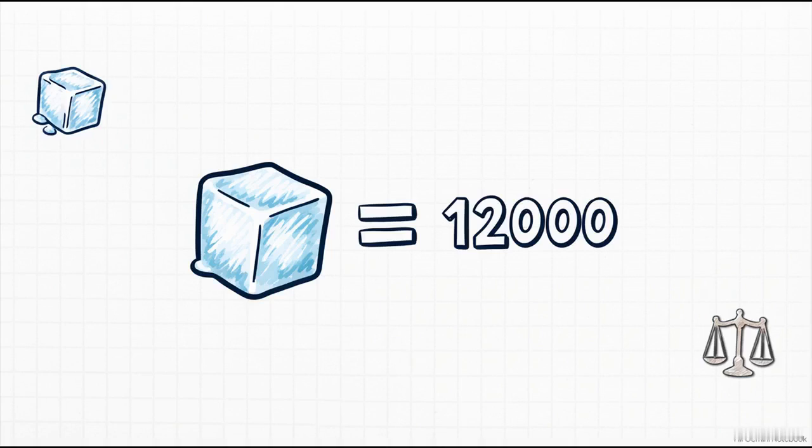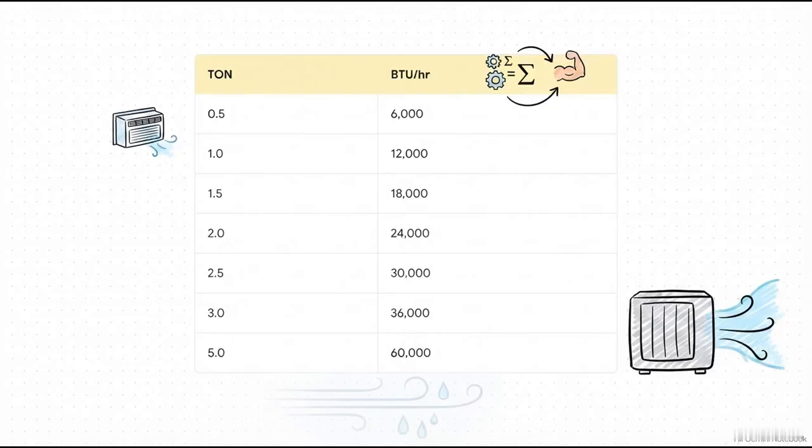Fun historical fact for you, before modern air conditioning, people used massive blocks of ice to cool buildings. 1 ton of AC capacity is mathematically equivalent to the heat energy required to melt 1 literal ton of ice over 24 hours. And that just happens to be exactly 12,000 BTUs per hour. Because of this math, tonnage scales perfectly linearly with BTU capacity.